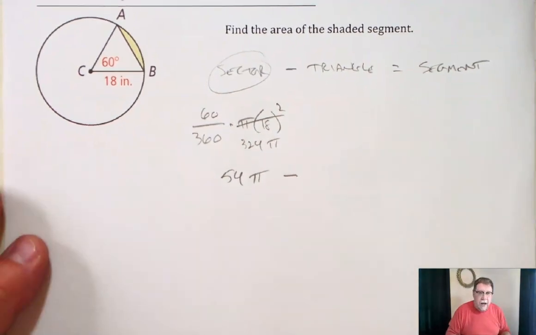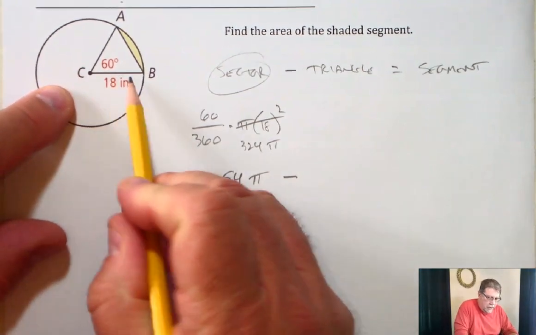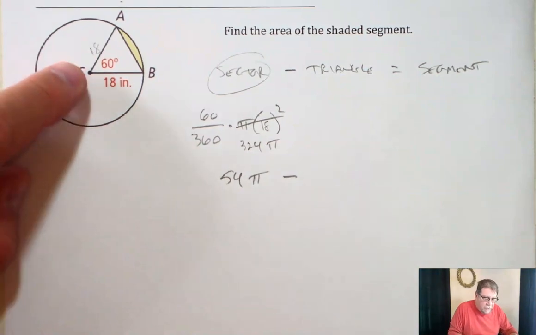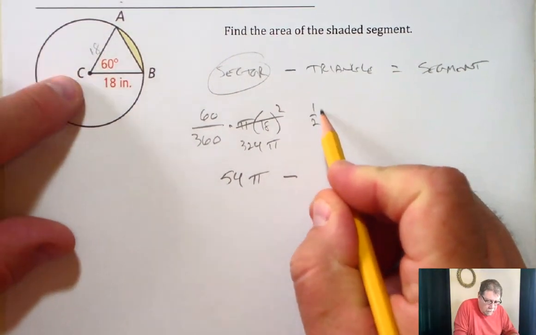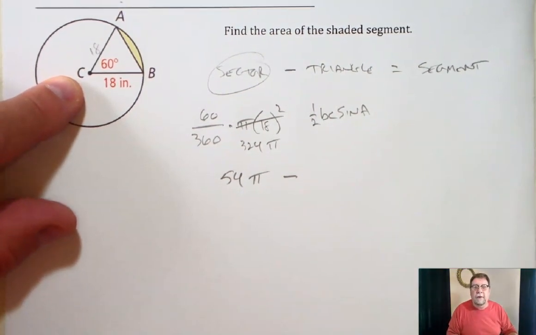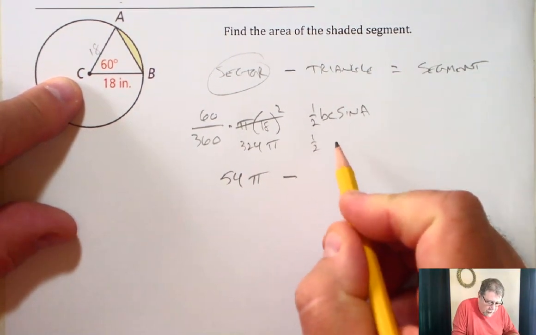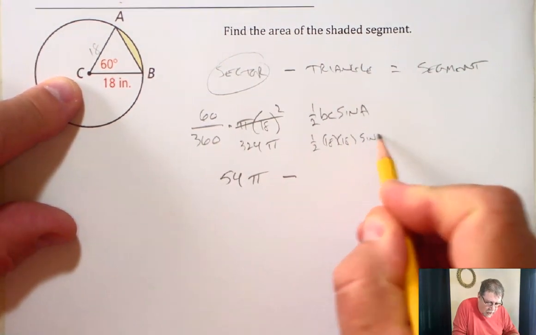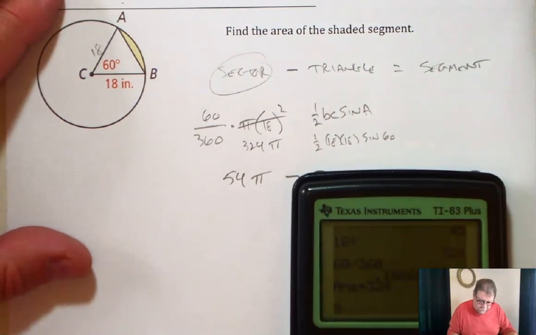Now the triangle, I'm going to use a trigonometry formula for it. Because remember, this is 18, but so is this side. They're both radiuses. So I can use the formula 1/2 b times c times the sine of A. That came from an earlier lesson. And so that means I can do 1/2 times 18 times 18 times the sine of 60. Make sure you're in degree mode when you do this.